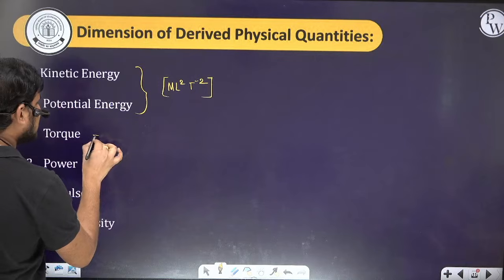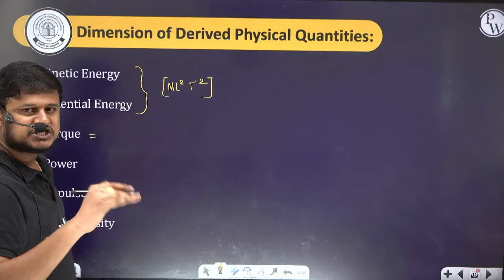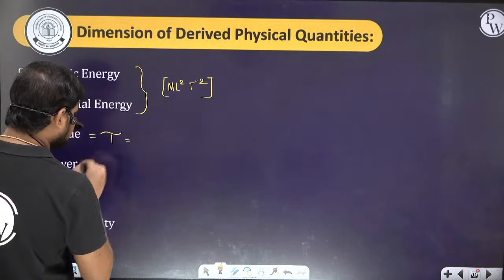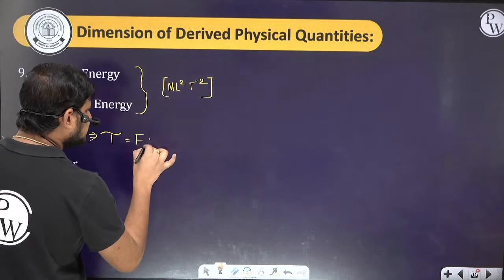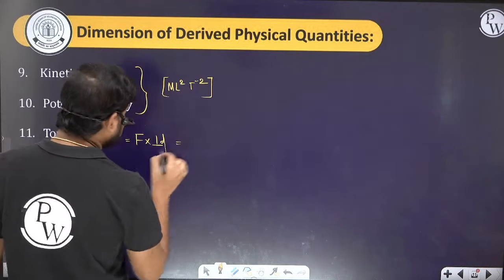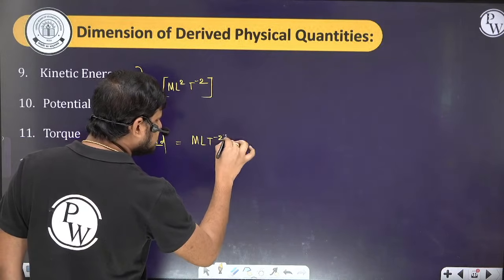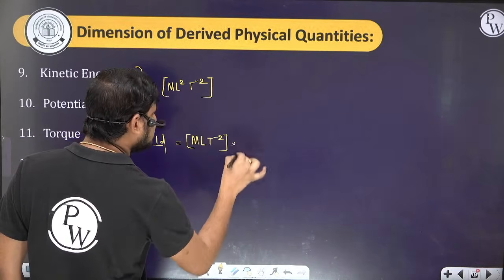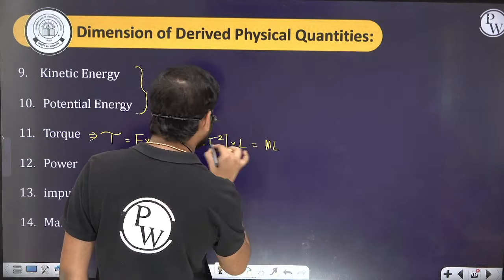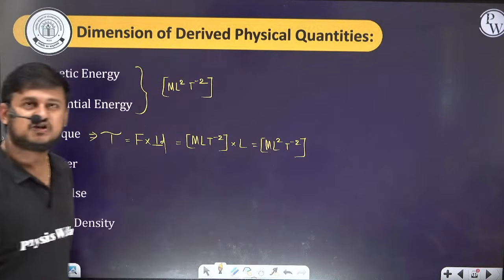And then torque is a new term to you. Let me write the formula. Torque, we get it in the rotational motion chapter, where the torque formula is tau, which is equal to force into the perpendicular distance. Now you know the dimensional formula for force. What is that? M L T to the power minus 2, into perpendicular distance. Distance is nothing but length, which is equal to M L square T to the power minus 2.